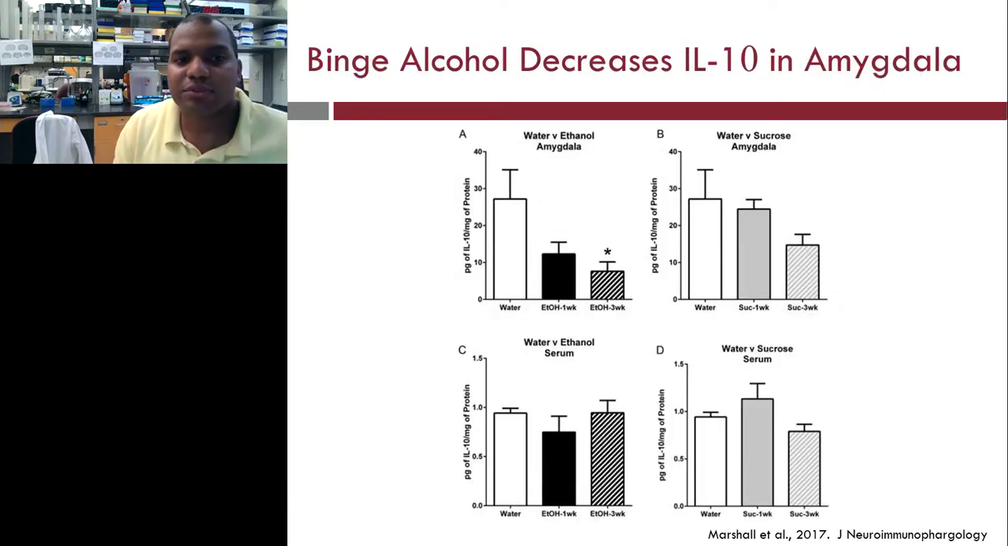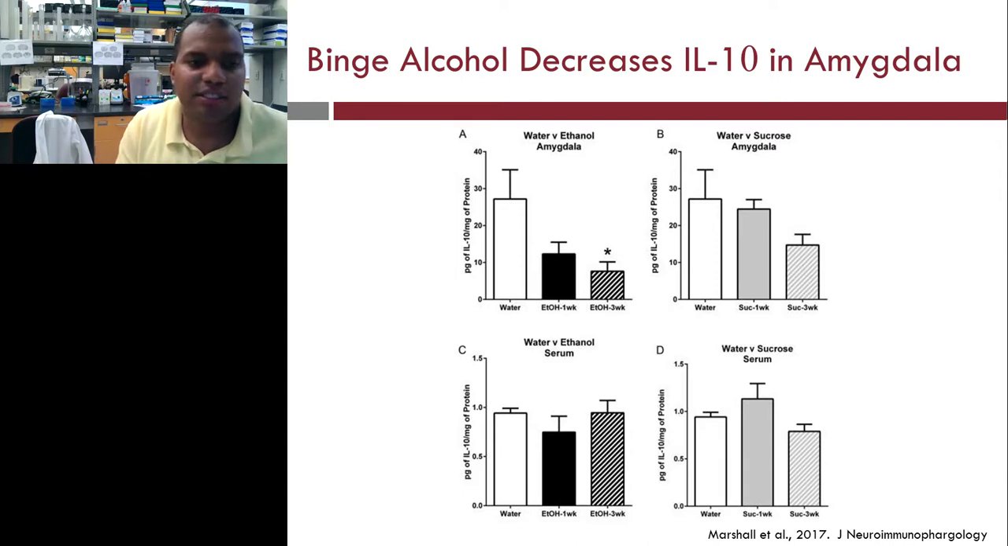Looking at an anti-inflammatory cytokine, IL-10, or interleukin-10 in the amygdala, we actually found the opposite reaction. So as the animals had more access to alcohol, they had a greater depression in IL-10. And so again, this particular graph is using ELISAs. And so what's important to point out here is that it only occurs in the CNS and not in the peripheral system.